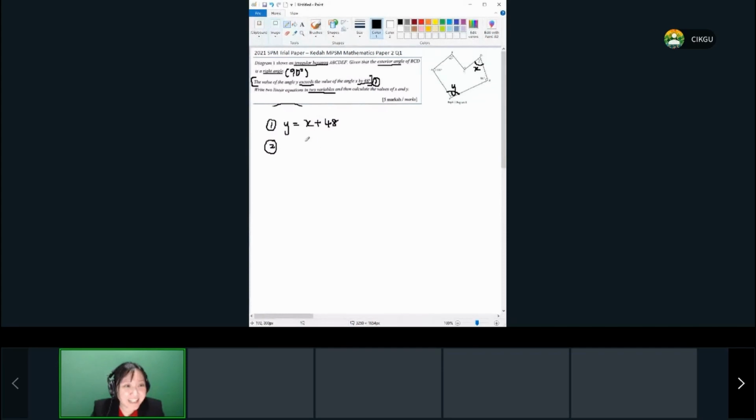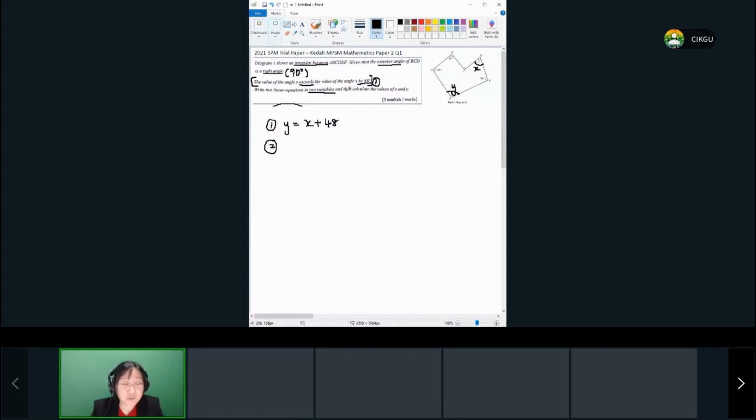Okay, I purposely choose this question. This question is from where? SPM trial paper, Kedah MPSM, Kedah paper. Then it's like, teacher, where's the second equation? They only give us one piece of information. What is the second equation?